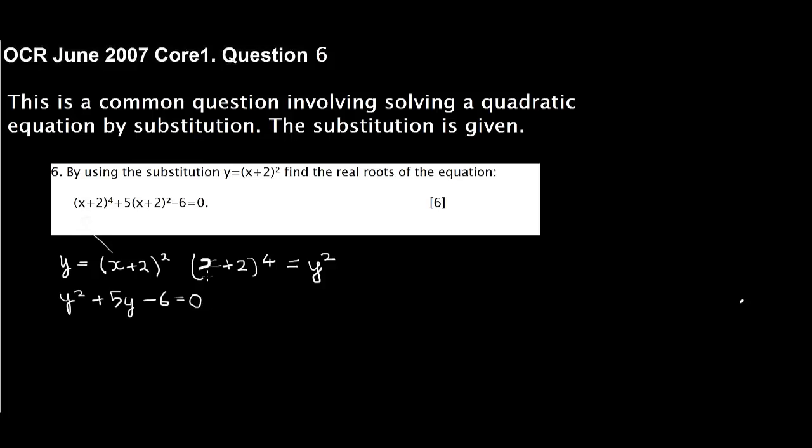So we've used that substitution to reason that if y equals (x plus 2) all squared, then (x plus 2) all squared, which is y squared, is (x plus 2) to the 4. And then we've got 5 times y, which is (x plus 2) all squared, minus 6 equals 0. Now you'll find in actual exam questions of this type that generally this will factorise.